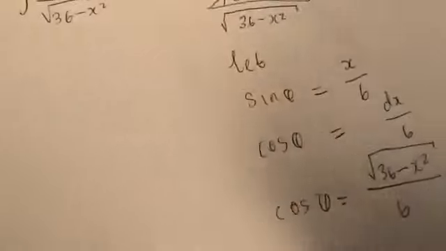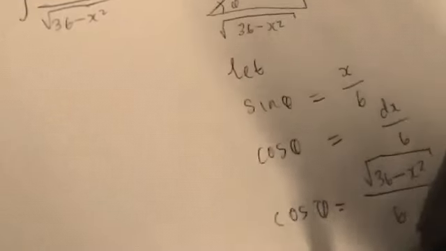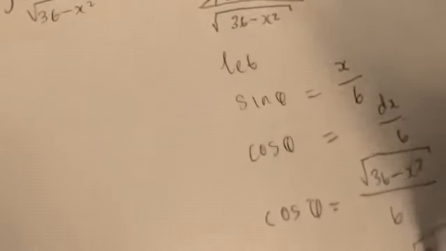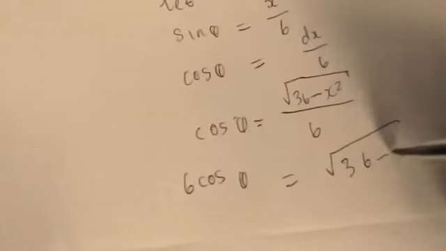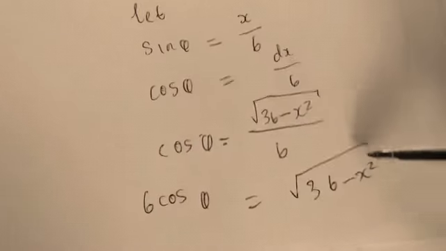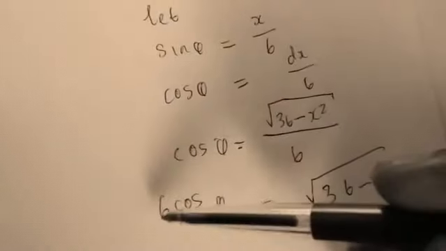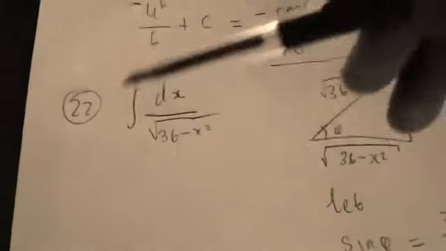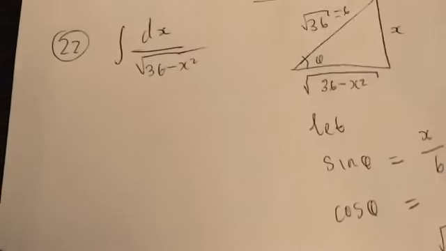So we can just say 6 cosine of theta is equal to the square root of 36 minus x squared. We just multiply by 6, right? So this will just make it easier to substitute back. So now we have the square root of 36 minus x squared is equal to 6 cosine of theta. We can just substitute back here.